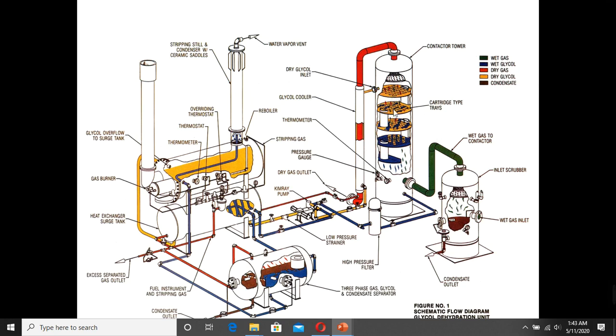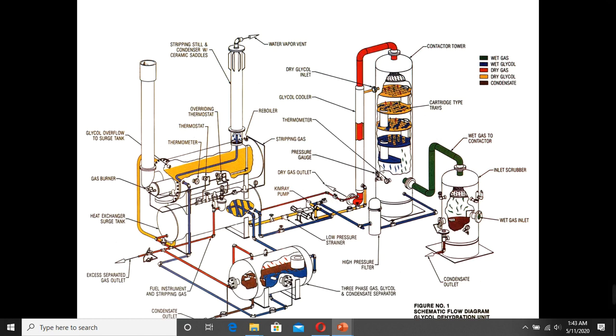Then it has the baffling plates inside, cartridge type of plates. And here inside this one, the gas is going up. After removing those baffling plates, gas from here it goes out, dry gas out. From here the dry gas goes out.